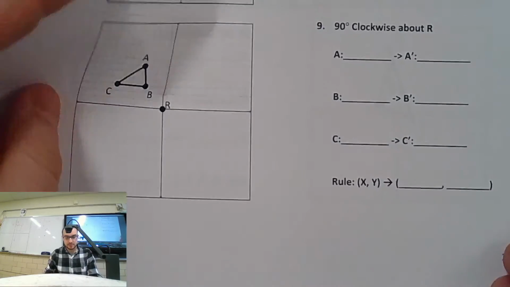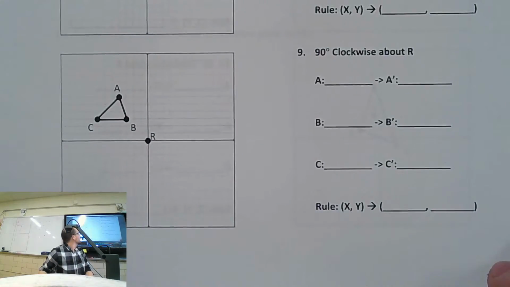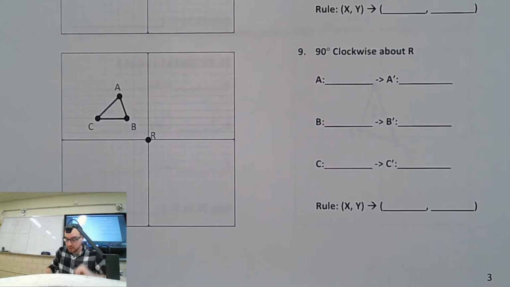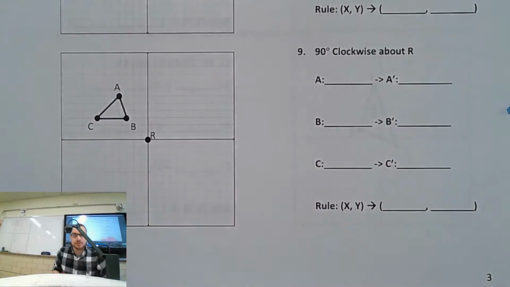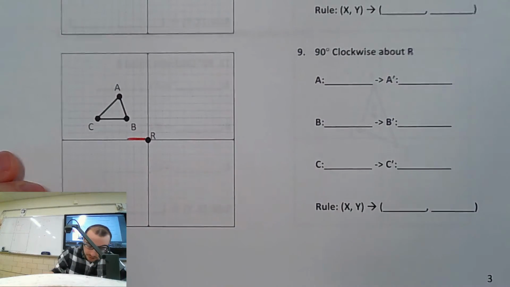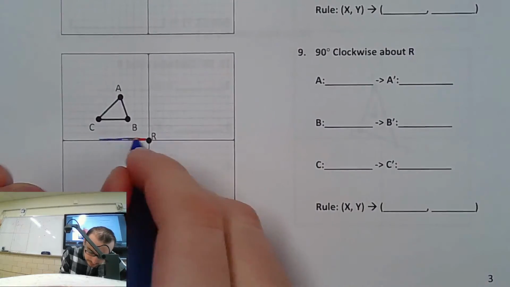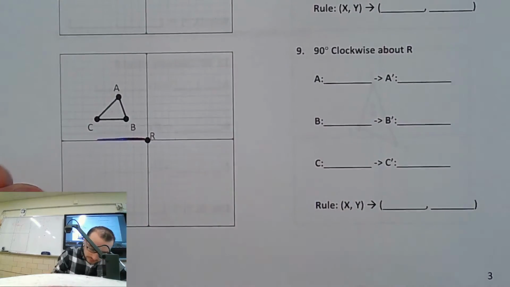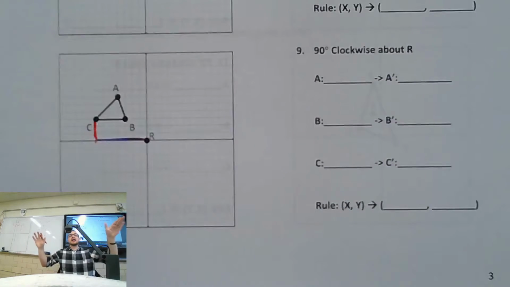Moving on. Let's look at the last one. Clockwise about R. Again, it's about the origin. We're just going to draw our lines, okay, and figure out what's going on. Here's the idea. Let's go for C first. Blue down here, red up there. Let's just rotate that and find the rule.